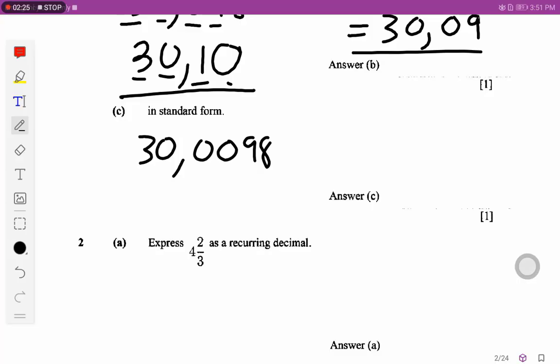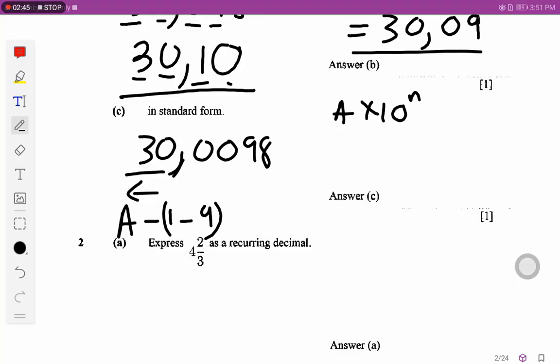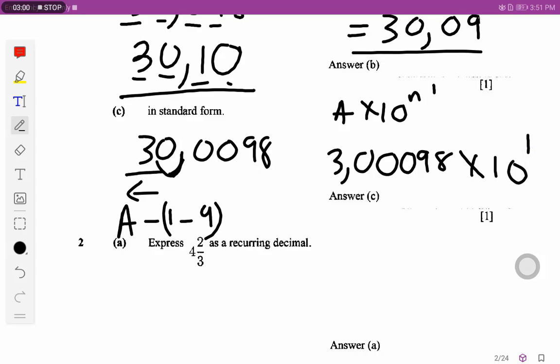Okay, then in standard form now we have got 30.0098. In standard form we don't have an a which is greater than 9. Our a is 1 to 9. Then so we write our standard form as a times 10 to the power of n. N is a positive or a negative number. Because I'm moving from here going this direction, it is going to be a positive number. So I'll move 1 point. So my n is going to be 1. So my a is going to be 3. So I'll have 3.00098 times 10 to the power of 1. We write everything. You don't write 3 and leave this. No, you write it everything like that.